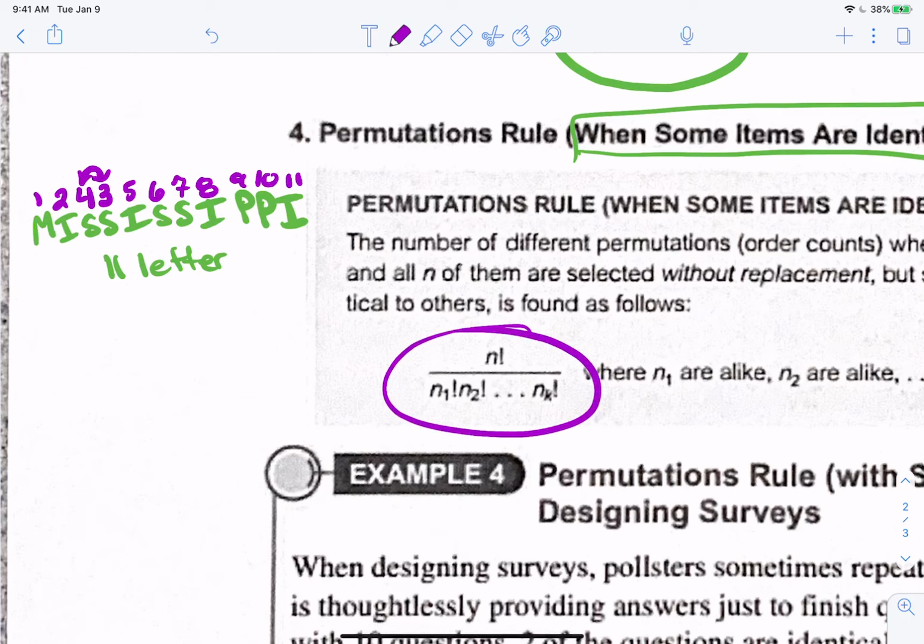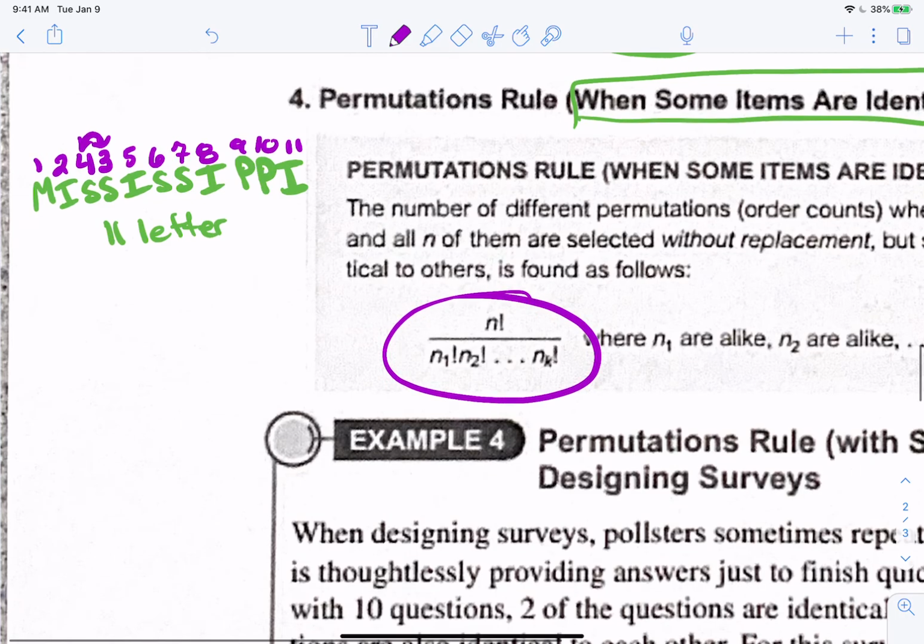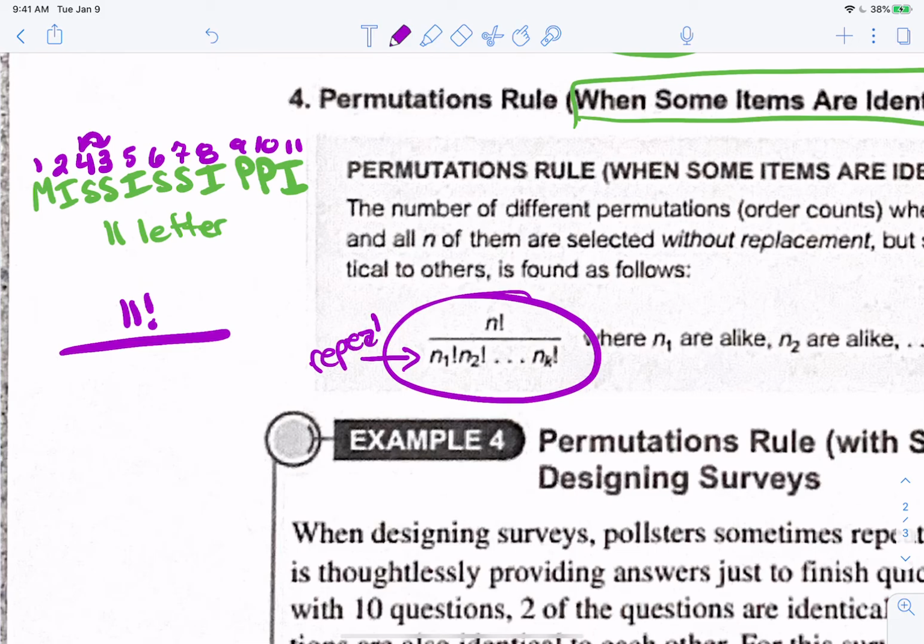We take n factorial, which in Mississippi is 11 factorial, and I divide by the repeating values. What letters repeat and how many times do they repeat? I repeats 4, S repeats 4, P repeats twice. So I have to divide by 4 factorial times 4 factorial times 2 factorial.